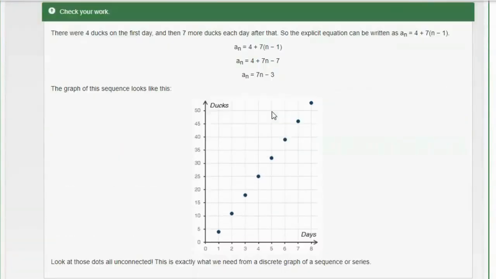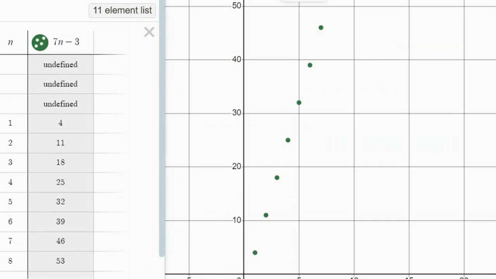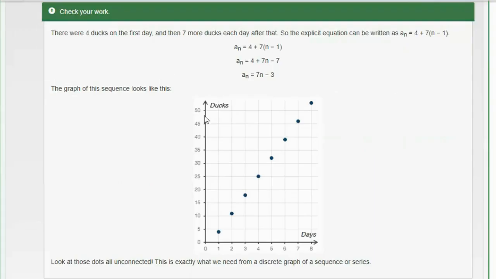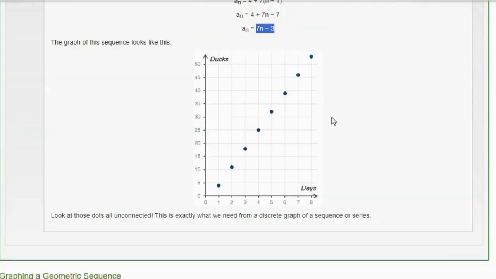So check our work. There it is, from 1 to 8, and 8 is at 53. There's the 50. So ours was 53 right there. But there is the graph, 7n minus 3. So just take that equation and substitute and then simplify. And you could do it as 4 plus 7(n minus 1), but good gracious, simplify that. Make it easy on yourself. And that is a discrete graph of that sequence.